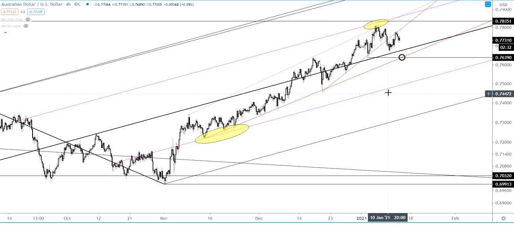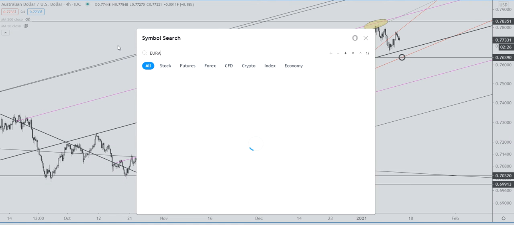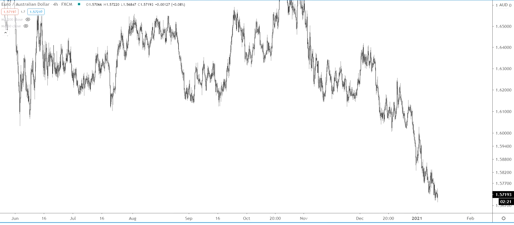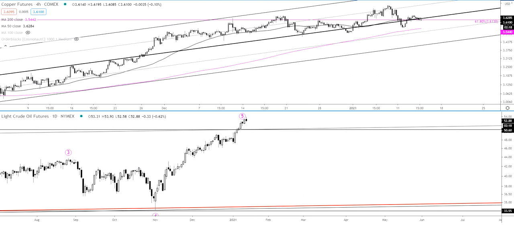All right, so that's Aussie. So again, long-term level's been hit. Short-term, we've got some pretty precise levels to work with. Let's go to Euro Aussie. All right, Euro Aussie is, here we go.